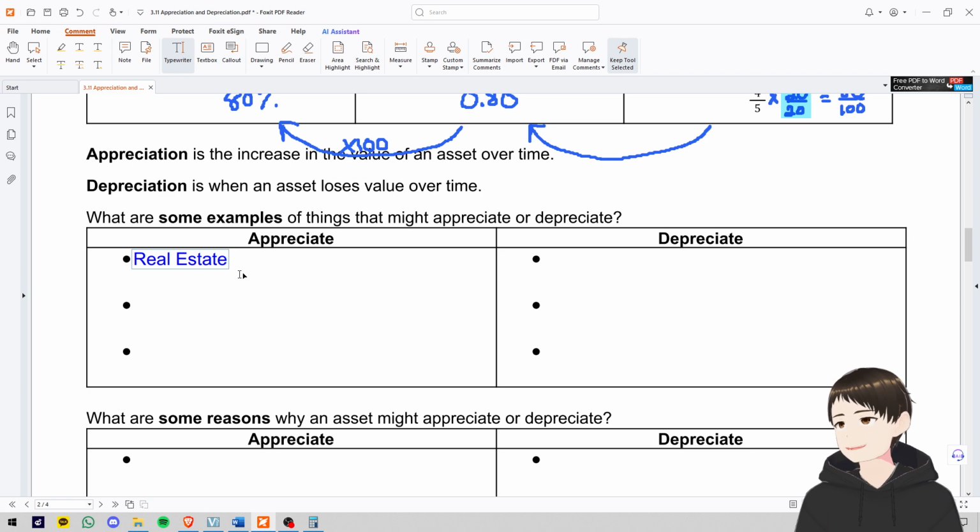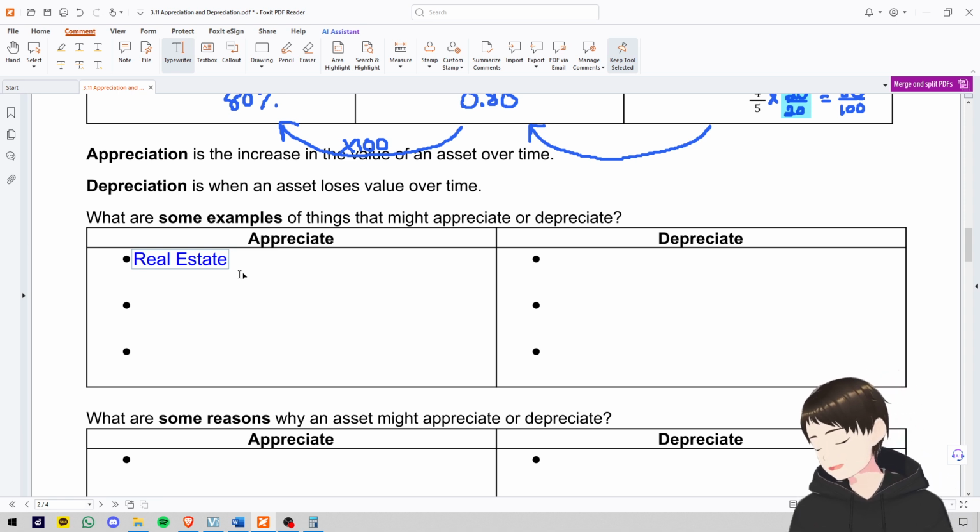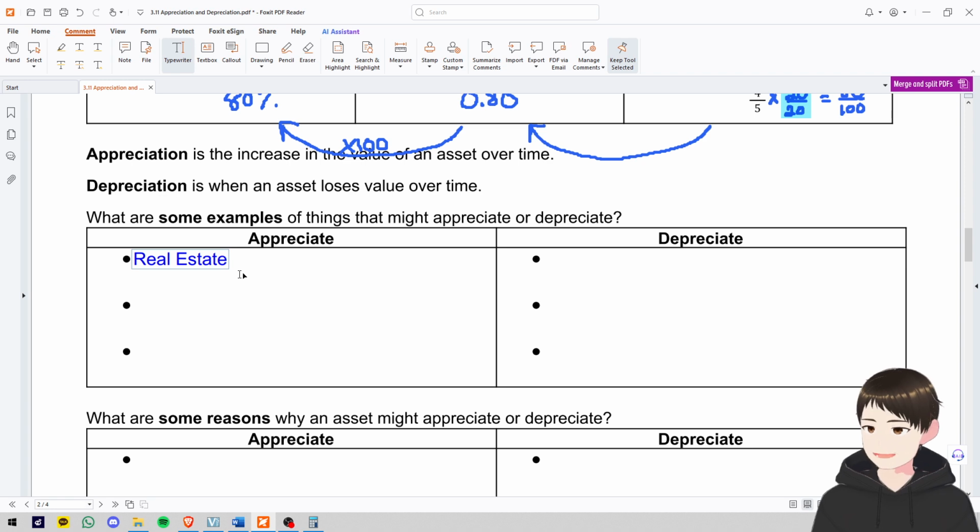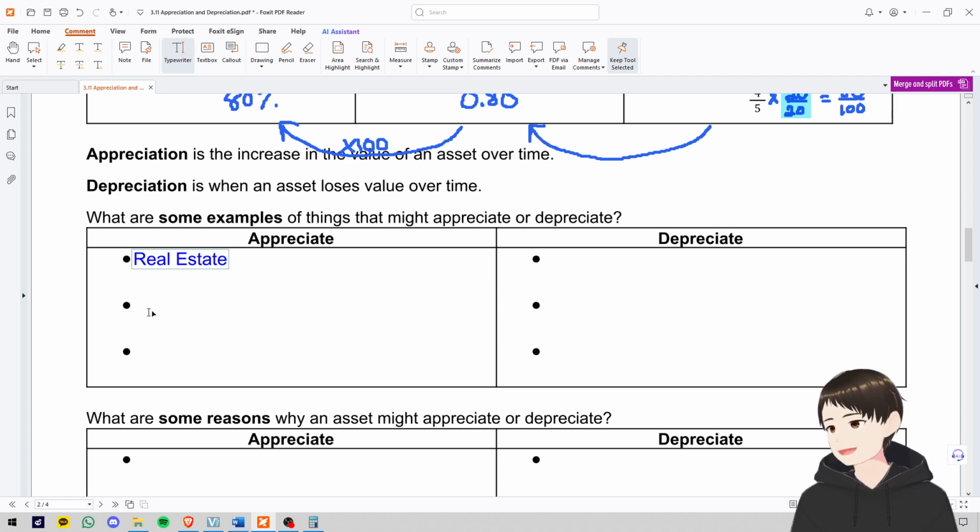Real estate, typically, if you look at the past, I'm going to say 100 plus years, has consistently gone up. Yes, it went down during some recession times or even depression times, but in general, it's been going up at an exponential rate. What are some other things that can go up in value? Some things that come to mind are maybe collector's items or collectibles.